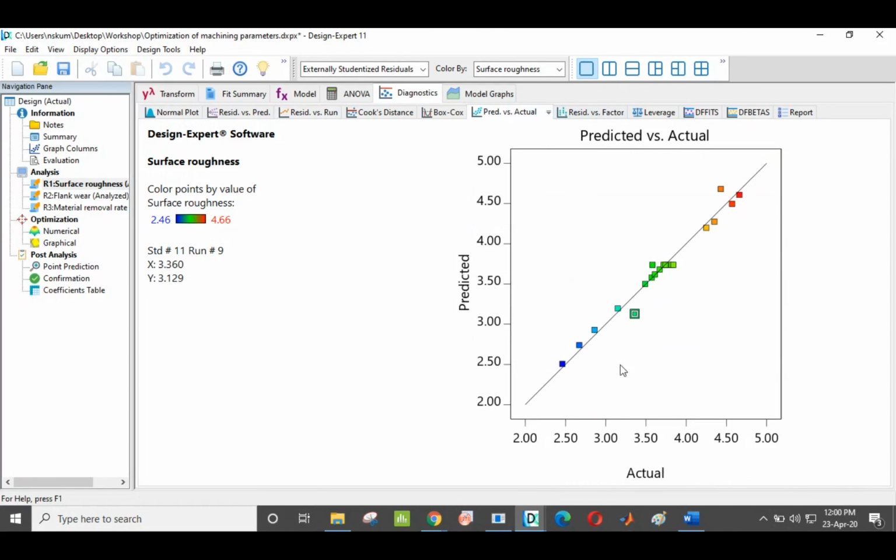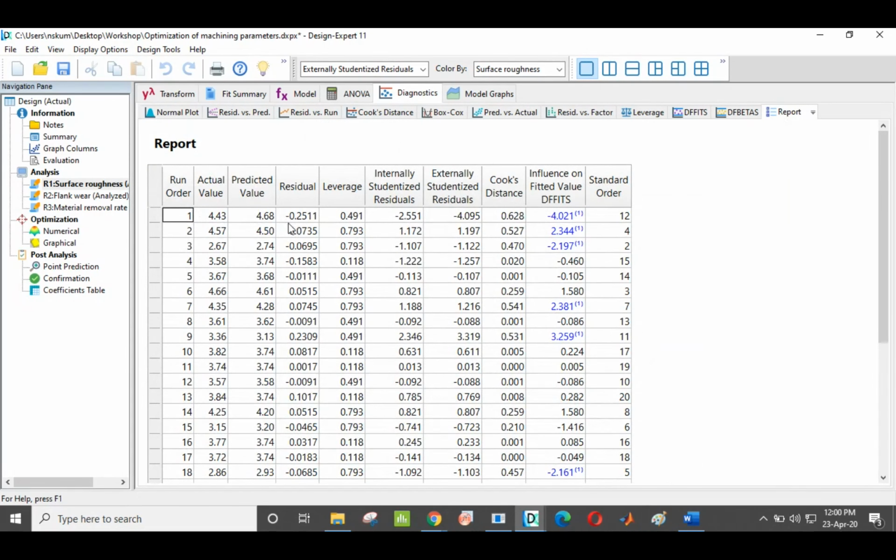Then predicted versus actual. Here you can see a near-perfect 45-degree straight line is possible. So a good prediction is possible with the 82% predicted R square value. You can see a close prediction between the actual values and the predicted values.